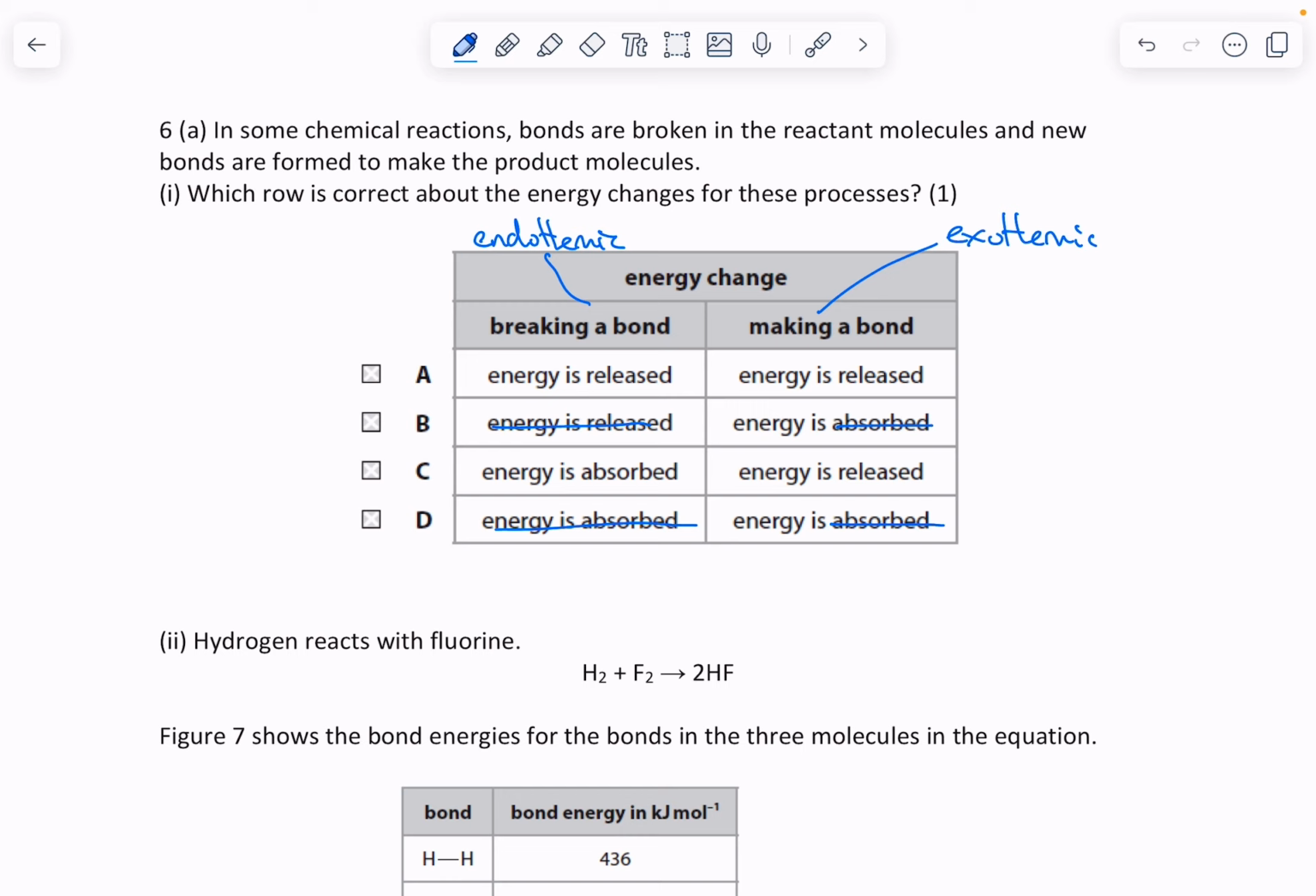Endothermic reactions are energy being taken in, so that one isn't right. So the only option that we've got there which is a sensible option is option C.